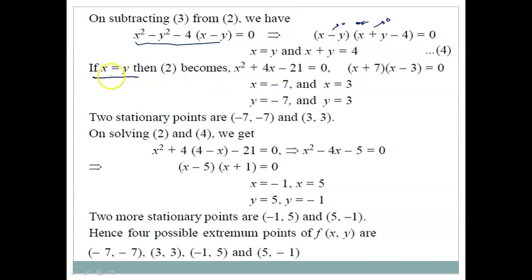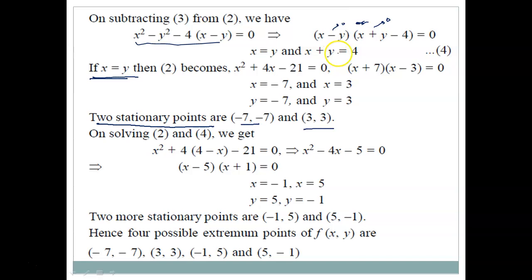It gives you x equal to minus 7 and x equal to 3. Of course, x is equal to y. You are considering the case when x equal to y. So y becomes minus 7 and y becomes 3 in this situation. So we get two stationary points: minus 7, minus 7, and the other one is 3, 3.